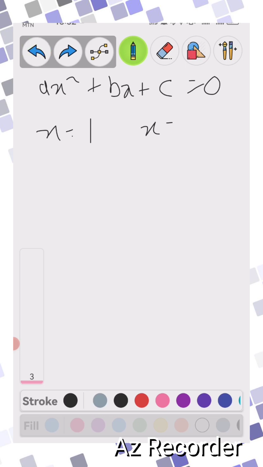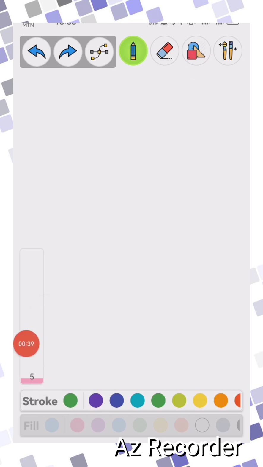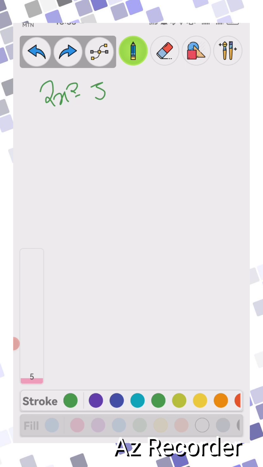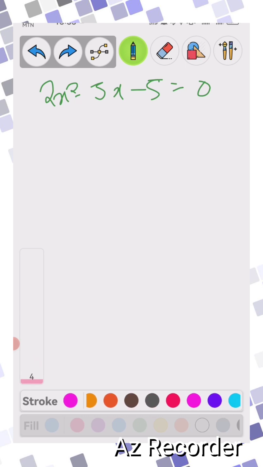Now let's say they tell you, okay, assuming that you have this expression that says 2x squared minus 3x minus 5 is equal to 0. Try and find the quadratic equation whose roots are alpha squared and beta squared. So these are the roots that we've been given.